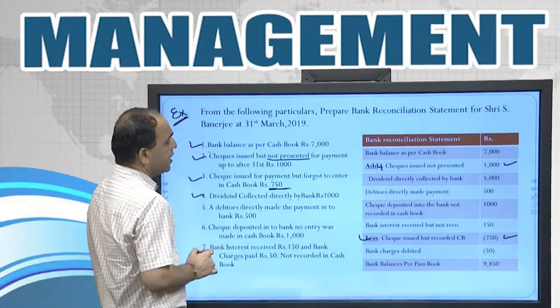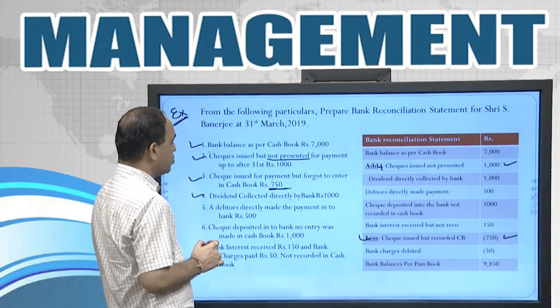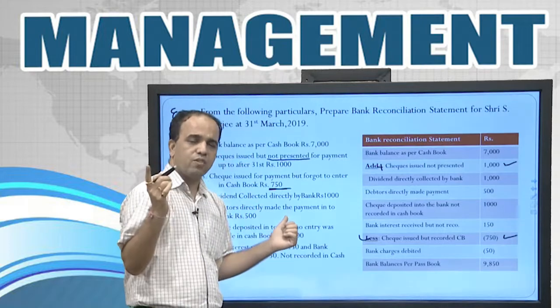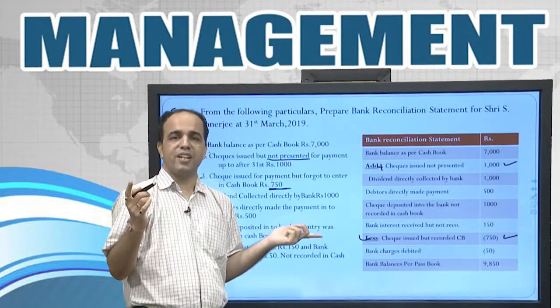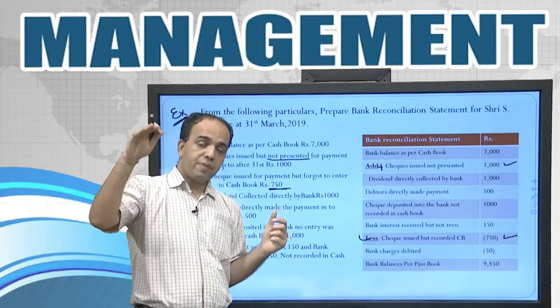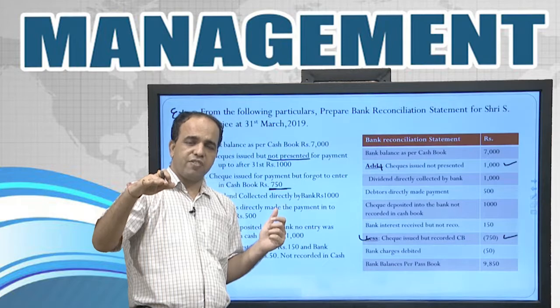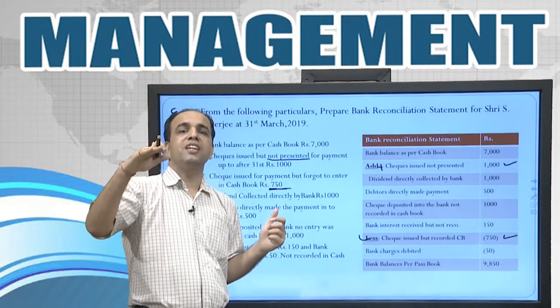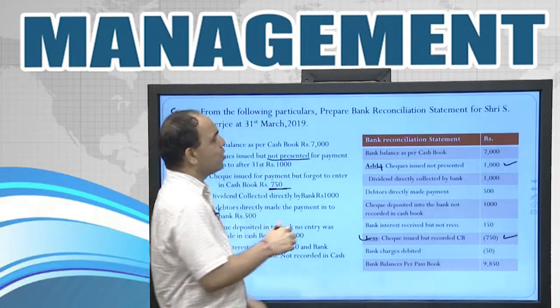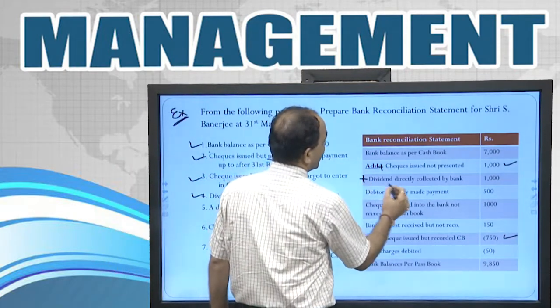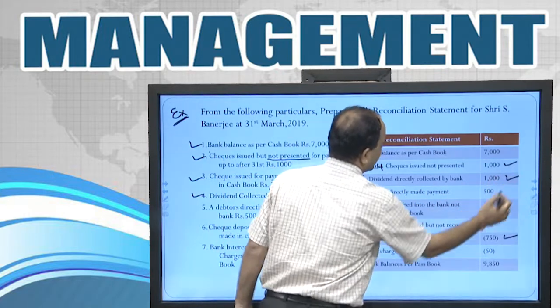Dividend collected directly by bank, rupees 1,000. If the bank has collected 1,000, it is not recorded in the cash book. But when the bank collected the dividend, the bank amount increased. So here also we have to add dividend directly collected by bank, rupees 1,000.